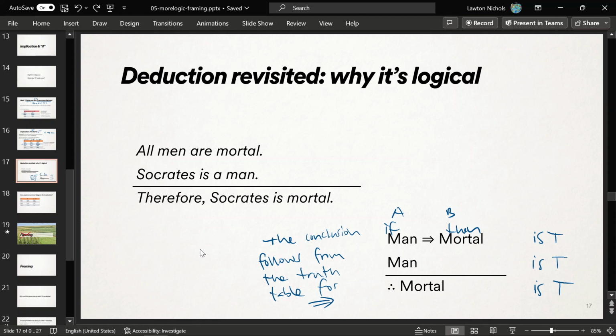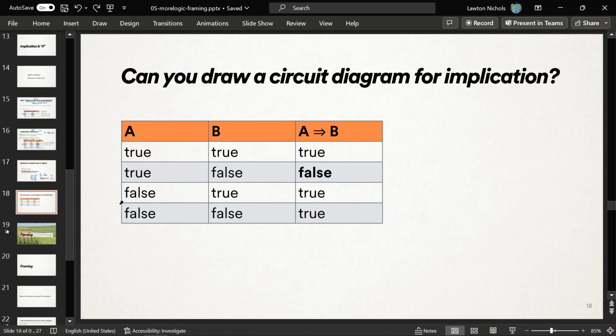I'll admit it's a little weird. It took me a while to understand this idea, this truth table concept, for implication especially. But once you do understand it, then everything works out better because you can just start using logic rather than English. And then also you can make a computer that does this stuff, right? So can you draw a circuit diagram for implication? How would you make this output with A and B as inputs? Do you remember our circuits?